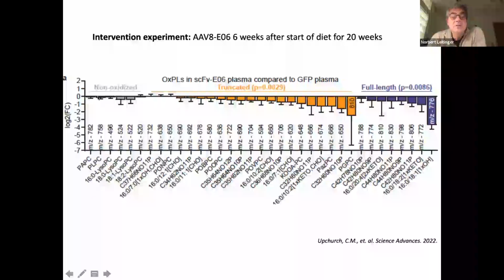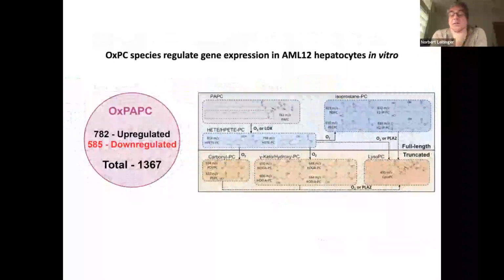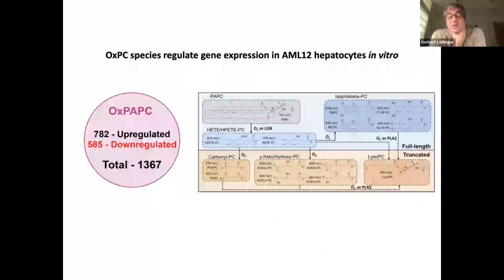These are the results from the second experiment where we did the intervention. And again, there was not much of an effect on non-oxidized lipids, but again, a lot of the truncated species and the full-length species were, if anything, decreased in the mice expressing EO6. So what might these lipids be doing in the liver or to the liver cells to promote or to prevent the promotion of hepatic steatosis and other things?